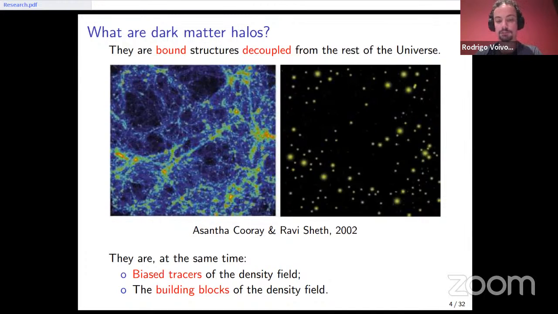And another way to think about halos is as the building blocks of the density field. So now, basically, the halos are the objects that construct the density field and not the opposite. So I'll try to talk about the two points.